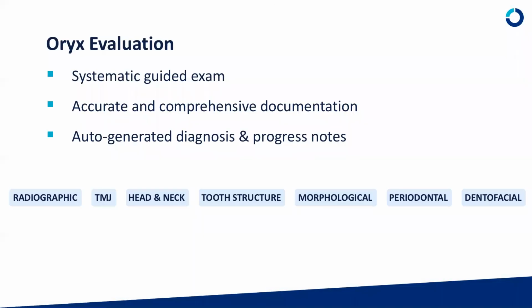Okay, so we're going to start with the clinical section, starting with the Oryx clinical evaluation. We're going to go over the different types of exams that we have on the system. Right now there are 7 exams, ranging from the radiographic and the TMJ, up to the dentofacial and smile characteristics.